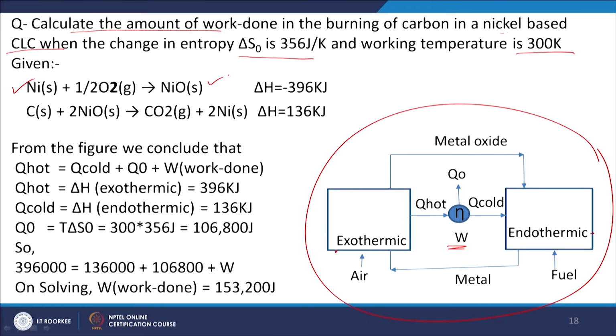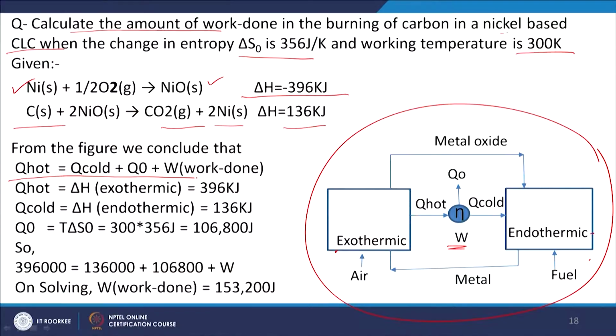So, here nickel will be oxidized to NiO, the del H is equal to minus 396 kilojoule, and in this, carbon will be converted with NiO to give CO2 plus 2Ni. This reaction is 136 kilojoule. Then how will we get Q hot? That is equal to Q cold plus Q O plus W, as we have discussed. So, Q hot is equal to del H exothermic, that is 396 kilojoule, and Q cold is del H endothermic, 136 kilojoule.